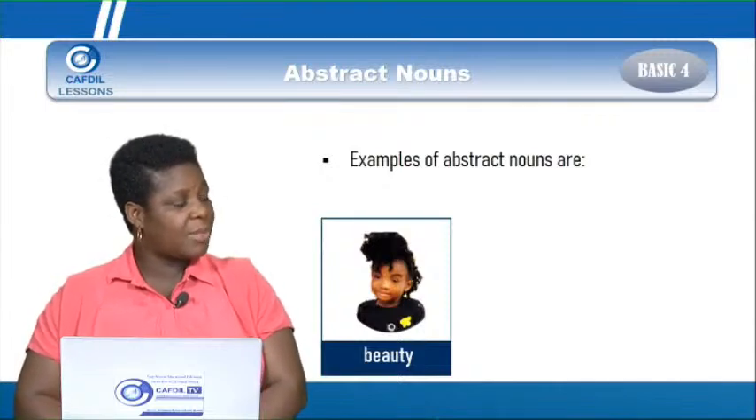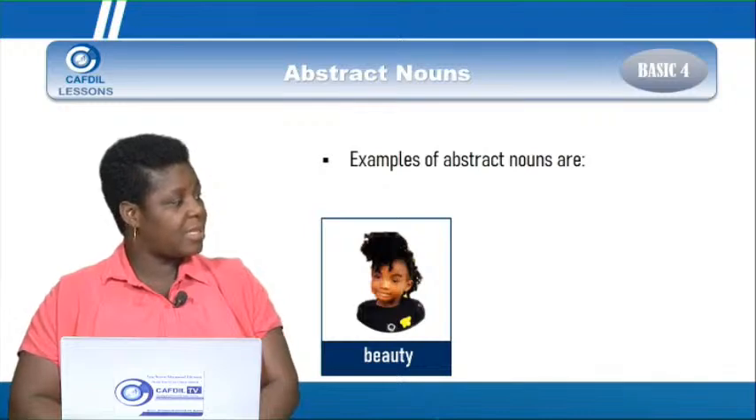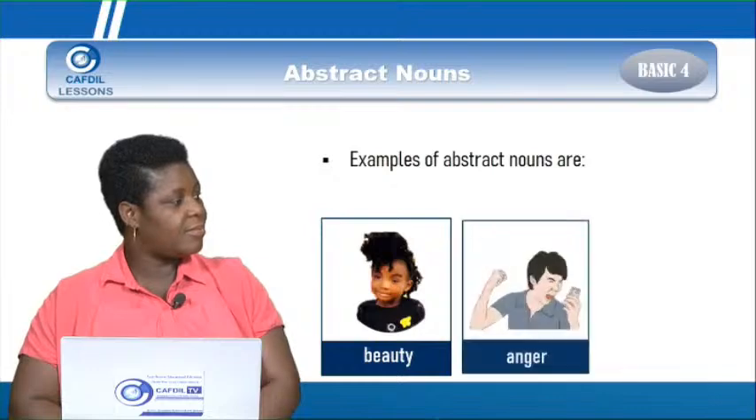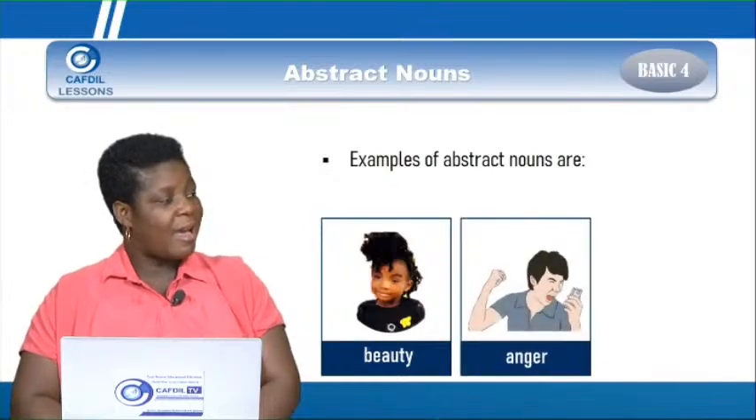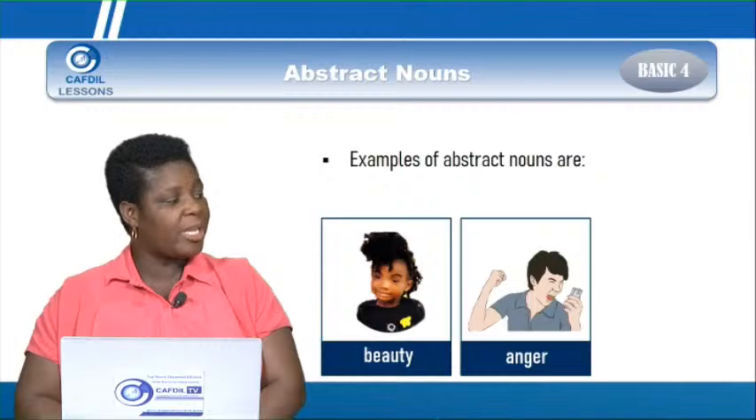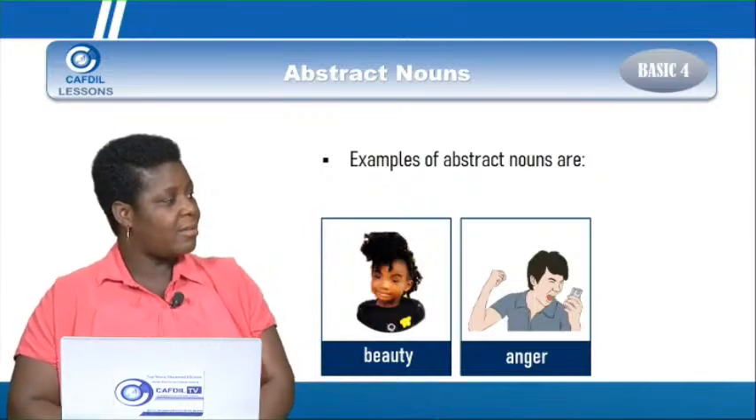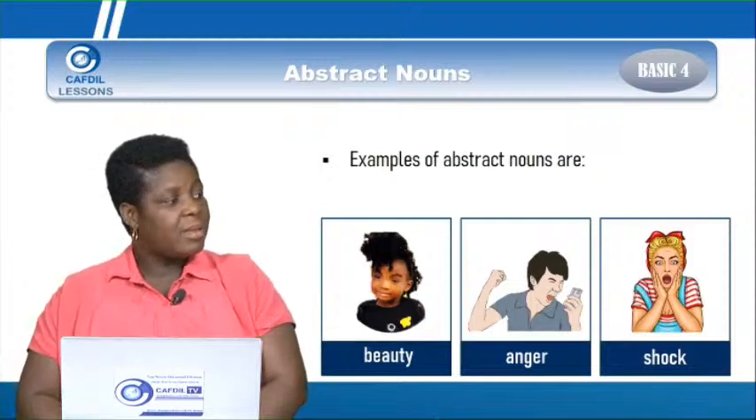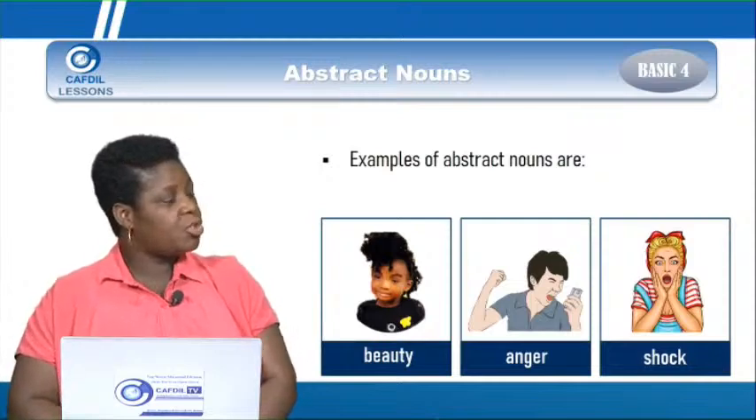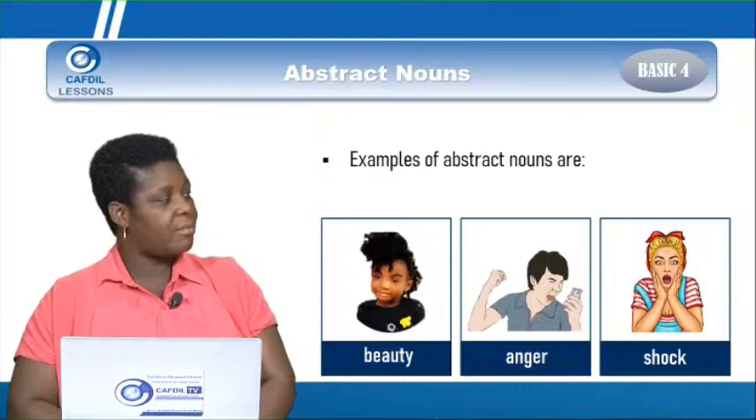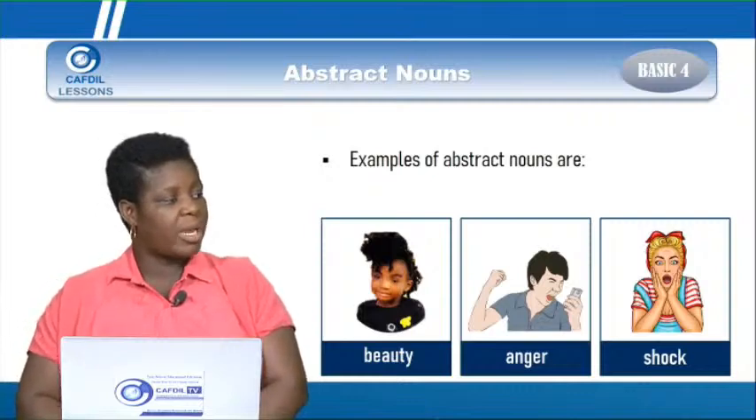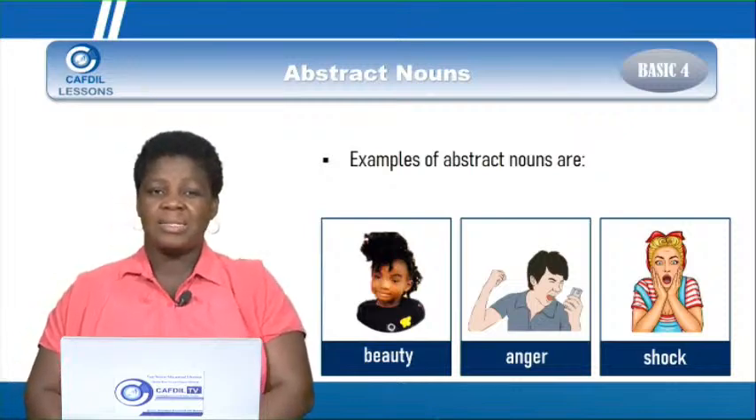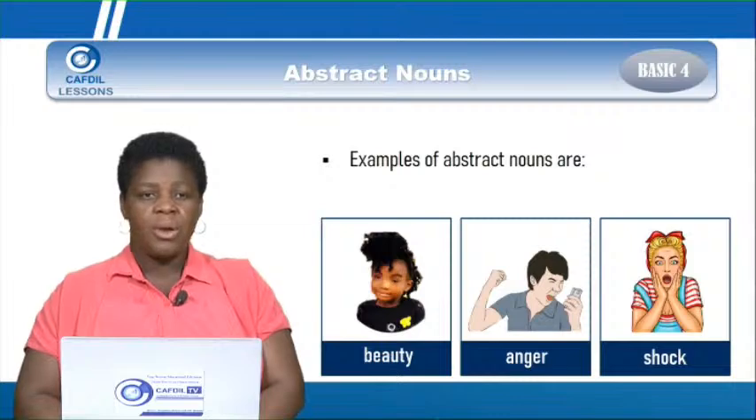Beauty is also something that cannot be felt, touched, seen, or heard. Anger. The man is showing anger. This woman is also showing shock. She's in shock, but shock is not something that you can see, touch, or feel.